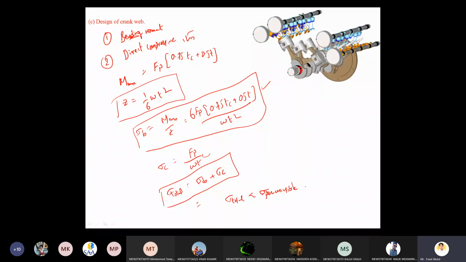Permissible limit. It means whatever stresses we are calculating here should be under safe limits. So if we have to keep them in safe limits, the total answer we get should be less than the permissible value. It means it should be within the permissible limit.